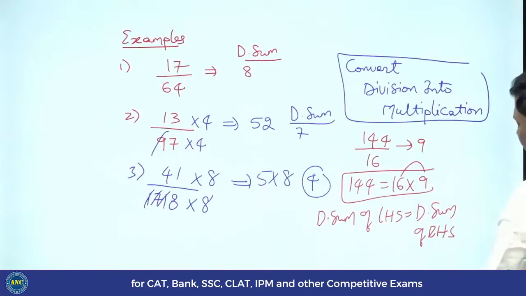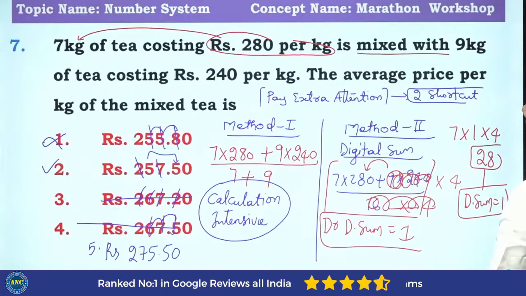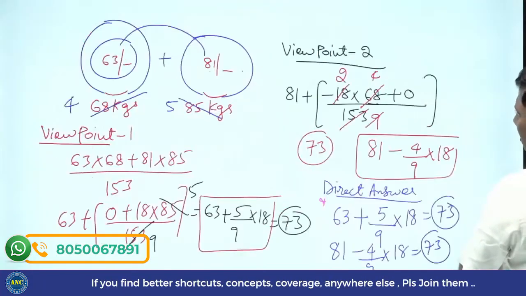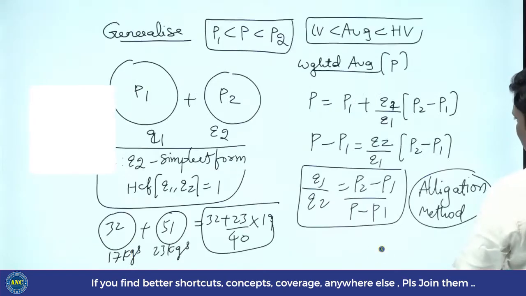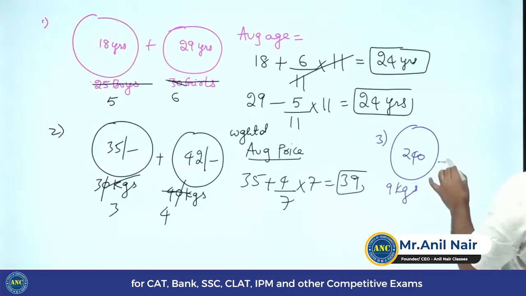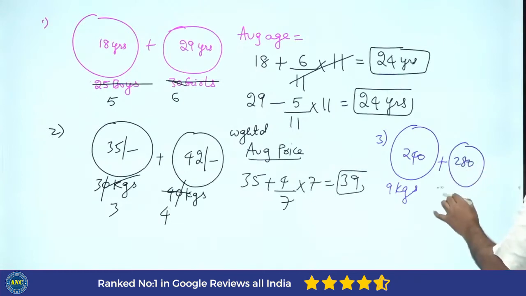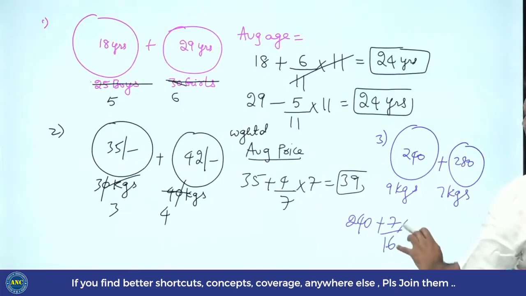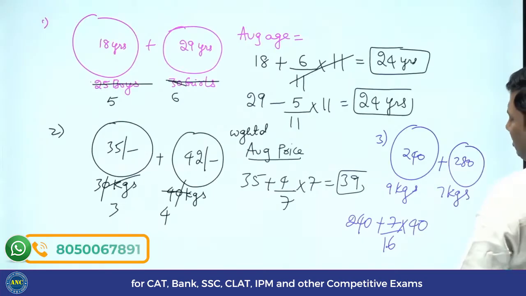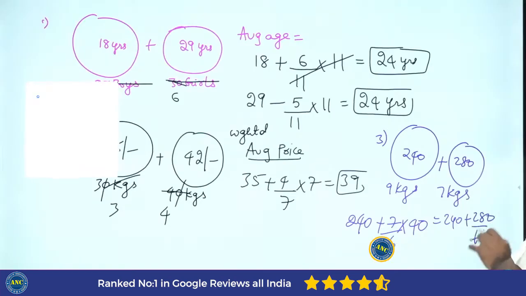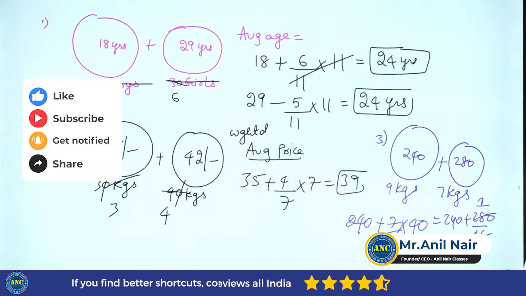First it is 280 per kg for 7 kg, and 9 kg at 240. 9 and 7 are already in their simplest form. So 240 plus 7 by 16 into 40, that is 240 plus 280 divided by 60. 16 ones are 16. 120.